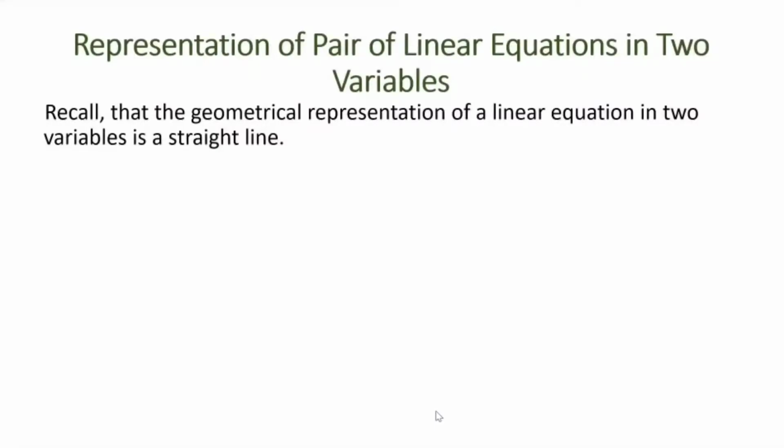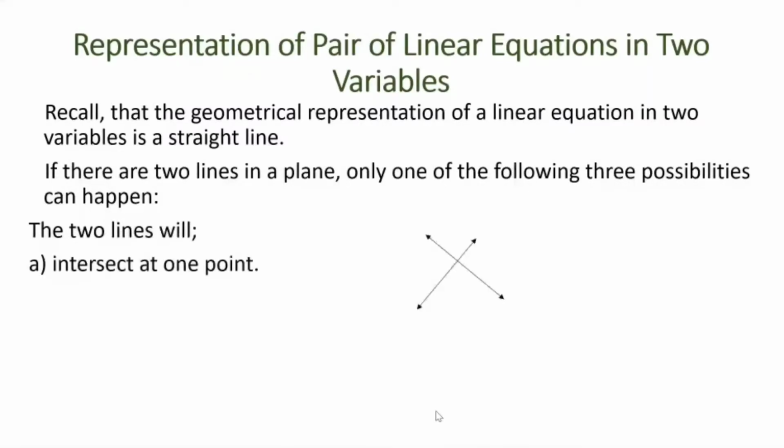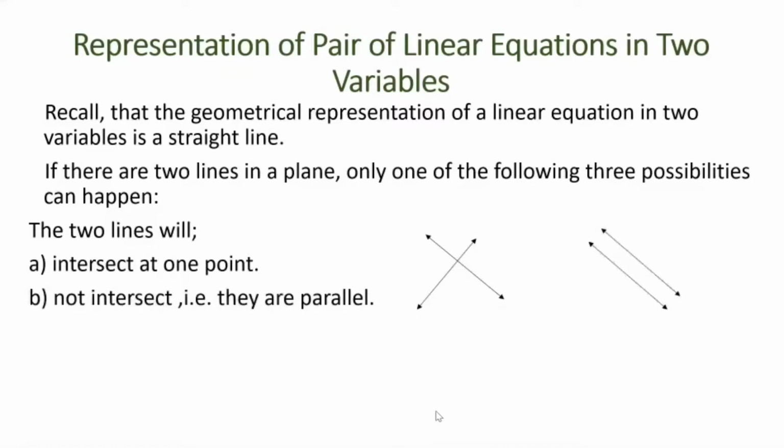That if I have a linear equation, I can draw a table, I can find out the solutions, put them in the table and plot those points. And on joining the points which are satisfying the equation, I'll be getting a straight line. So whenever I have two straight lines on a plane, there are only three possibilities. One, that the two lines will intersect at one point like this, or the two lines will not intersect, that is, they are parallel to each other, or third, that the two lines will be coincident like this.